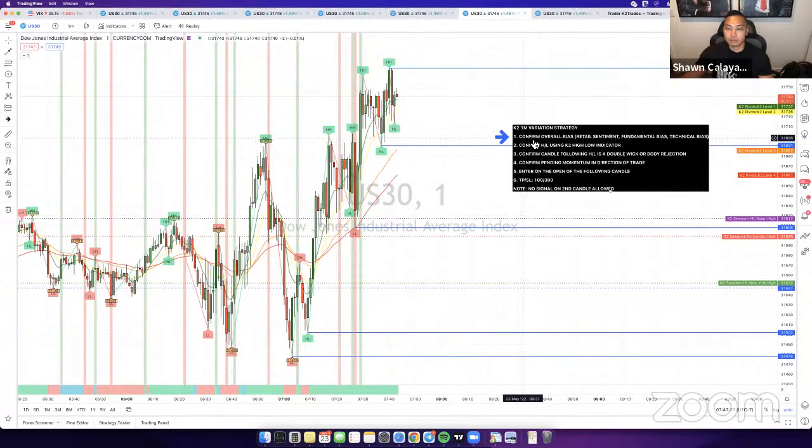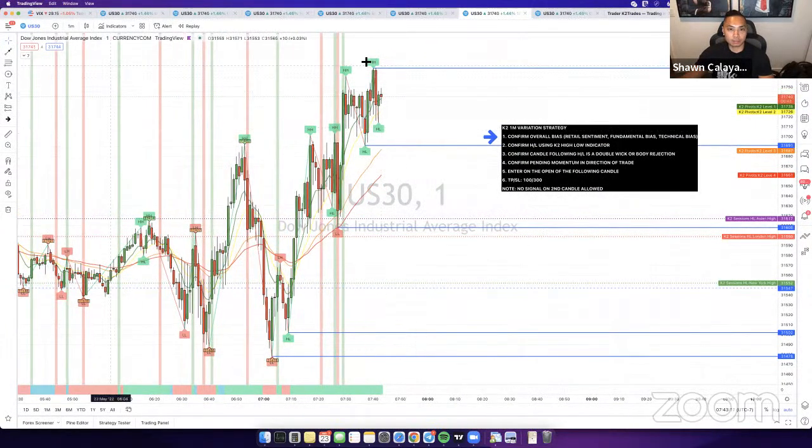So V1 there, confirm the high. Following candle is a double wick or double body. This right here, you can see the double wick. Well, it's actually double wick and a double body.